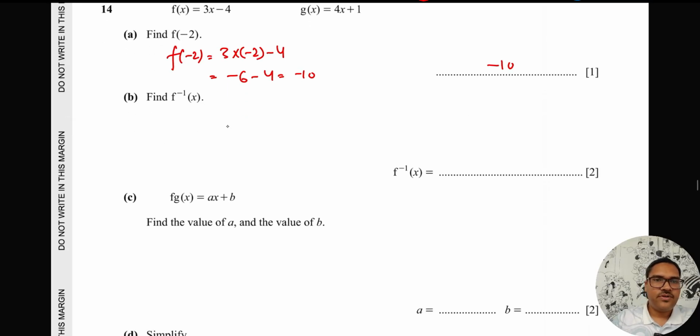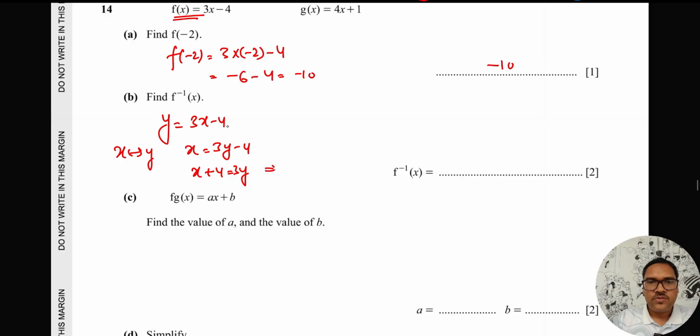What is f inverse of x? You know how to find f inverse. So y is equal to 3x minus 4. This is the function f. Now you can interchange x and y. If you interchange x and y, this is x is equal to 3y minus 4. Now make y the subject. So you can clearly see this is x plus 4 equal to 3y. So what is y?